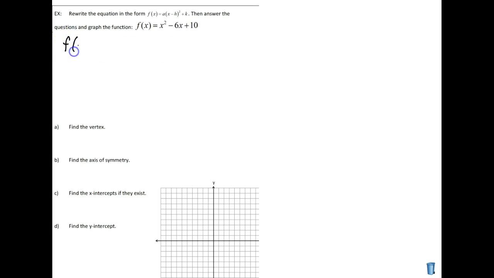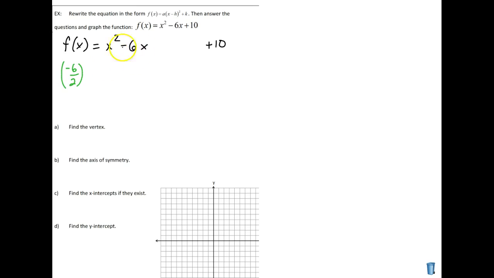Okay, I rewrite this so that it looks like this, and I just give myself a little space here. Normally, if we were solving and we were completing the square, we would move the 10 to the other side. But since this is a function, we're just rewriting it. I just moved it out and gave myself a little space.